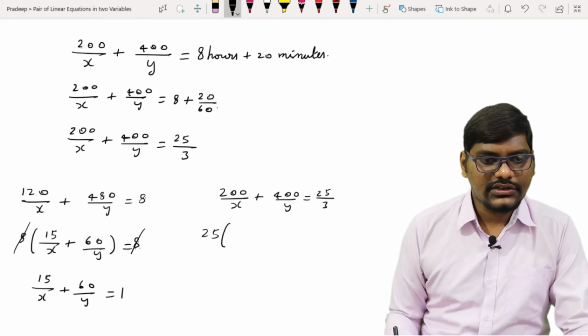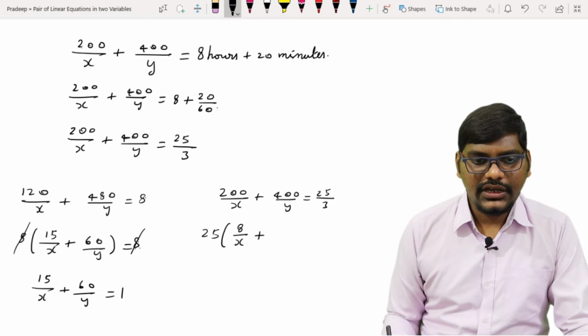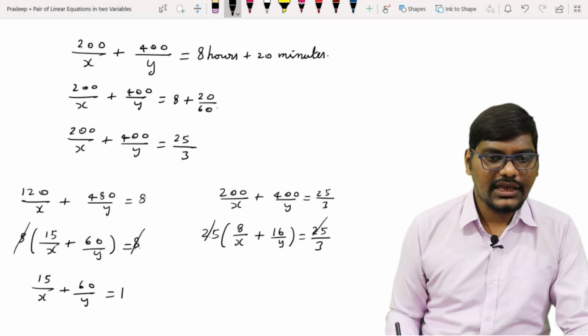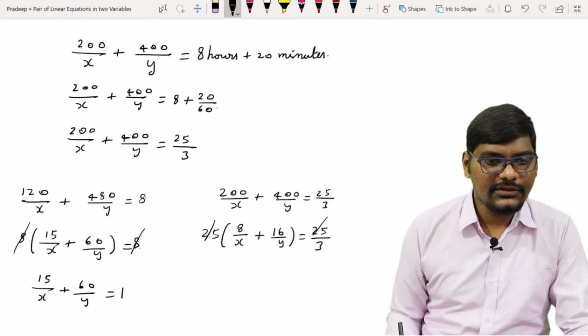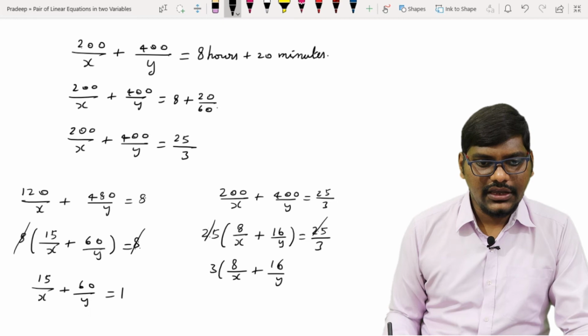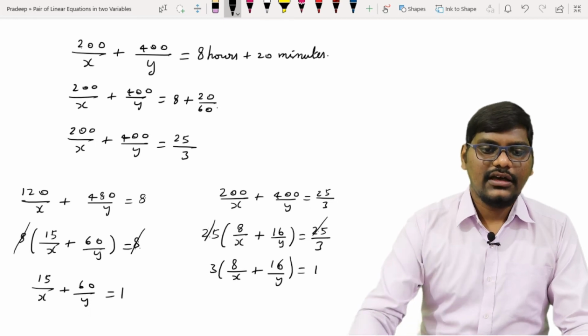So 200 in the sense 8 will come. So I can write 8 by x. So here it will come 16 by y equal to 25 by 3. So this 25 can be cancelled, and this 3 will be sent to the other side. So I can write this as 3 into 8 by x plus 16 by y equal to 1 is the equation.